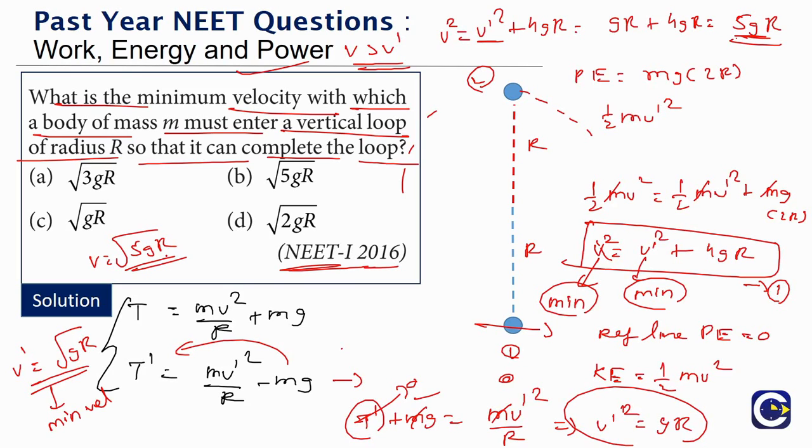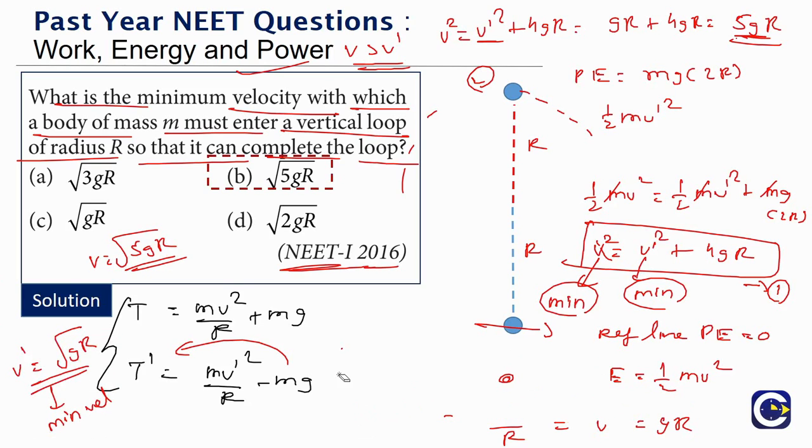circular path, so that the body can complete the vertical circle. So here what is the limiting condition? At the topmost point tension becoming 0, that is the limiting condition. Okay, so the correct answer for this is root 5gr. And if the particle is entering into the circular motion at the bottom point with this velocity, right?